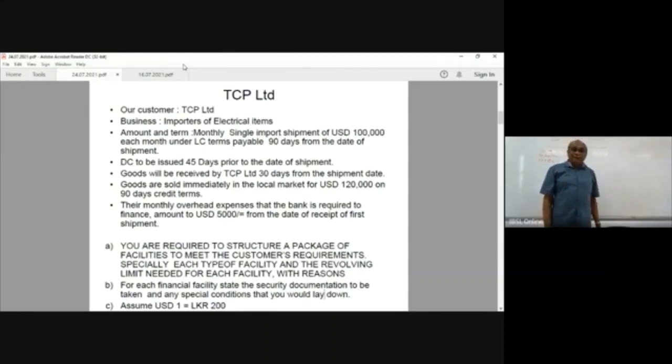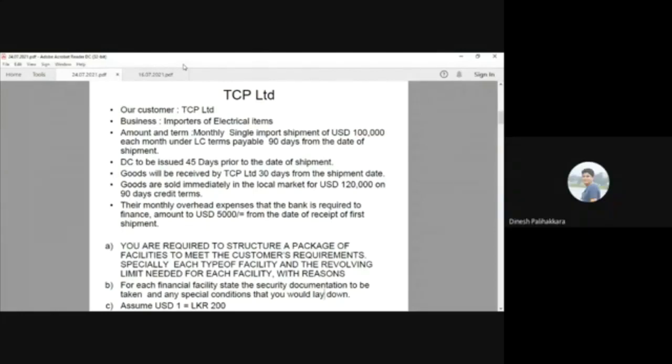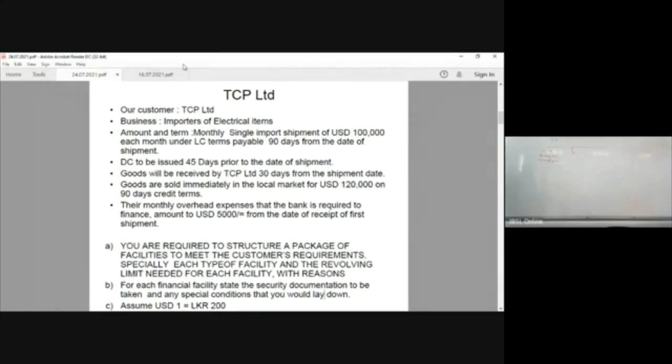Right? Goods will be received by TCP Limited 30 days from the shipment. Earlier I said 30, I amended to 15 now. I'm going back to 30. The top one I'm reducing to 30. Is it clear? Confused then? Sumudhu, is it confused? No, sir, it's okay. Right, fine. Can you give us 2 minutes to finish ourselves with the changes? Yeah, okay, good.